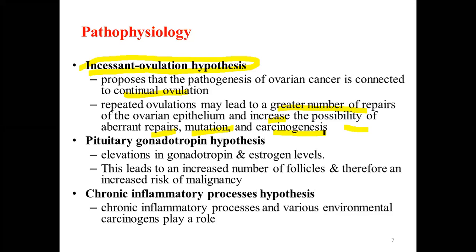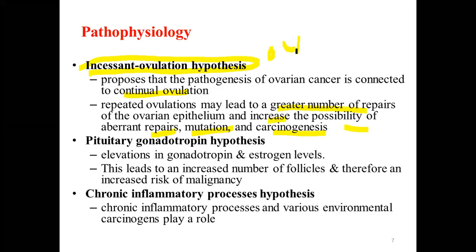So that's why they are saying if a mother is continuously ovulating, without having a child, then the probability of ovarian cancer is very high, according to this hypothesis. Why? When there is ovulation, there is actually damage of the epithelium. As a result of repairing, there is a possibility of mutation or wrong repair, which then causes malignant transformation.